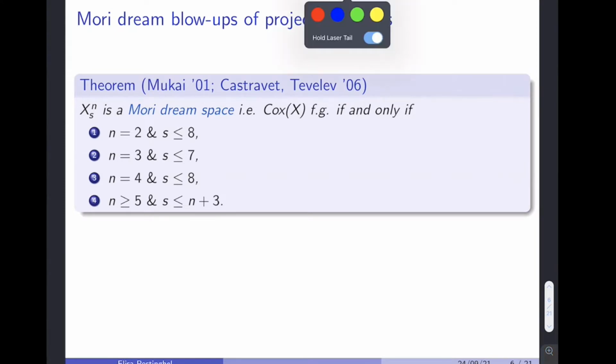That's one way to define that. And we have a list. In dimension 2, we have the Del Pezzo surfaces, so up to 8 points. In dimension 3, we can blow up to 7 points, up to 8 points in dimension 4, and in general, up to n plus 3 points, where n is the dimension. So this is the list.